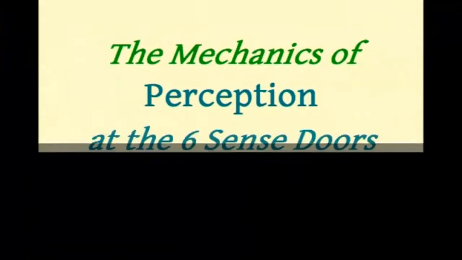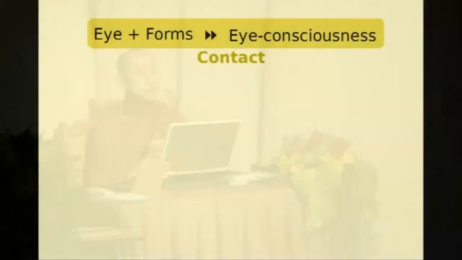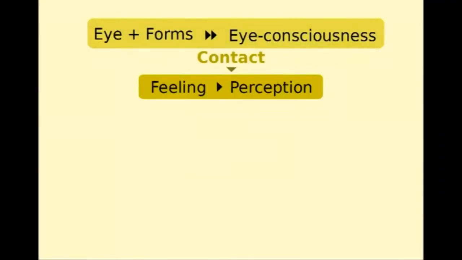Okay, this is represented in this diagram here. First of all, it says that eye and forms come together and you have eye consciousness, and this whole thing is called contact. The confluence of eye, forms and eye consciousness is called contact. And then that leads to feeling and perception. Feeling and perception, or Vedana and Sanya, they actually arise together.